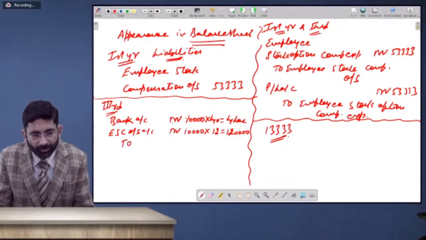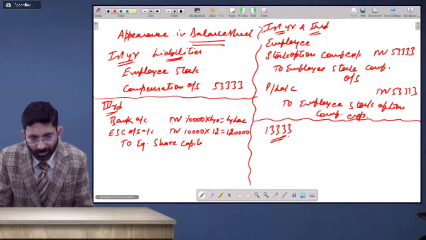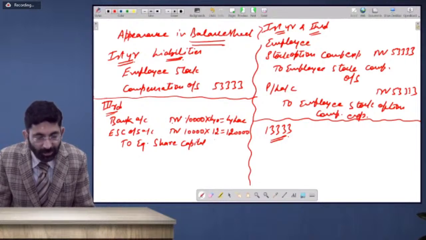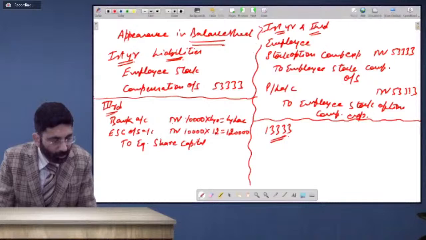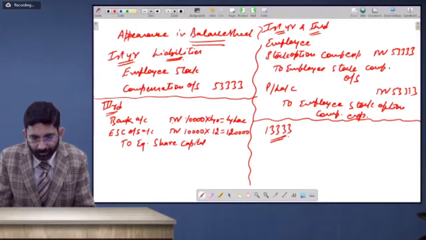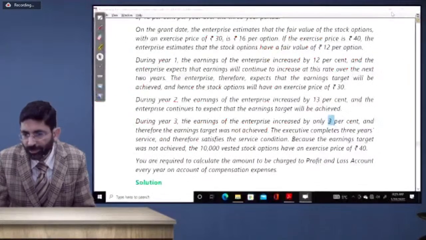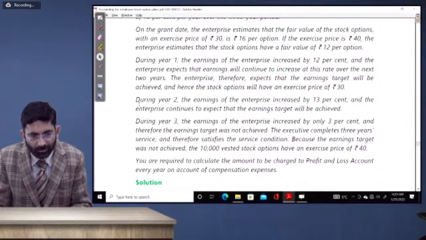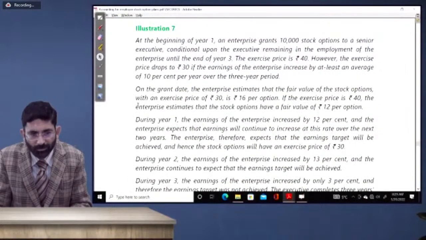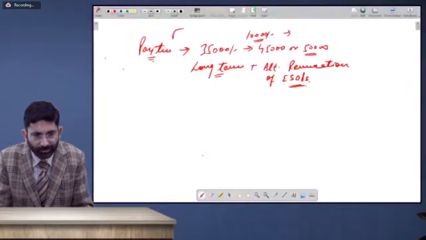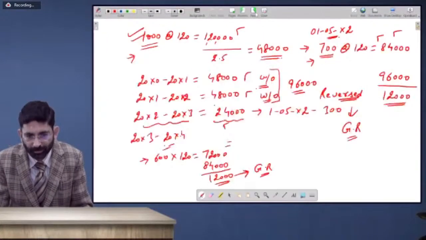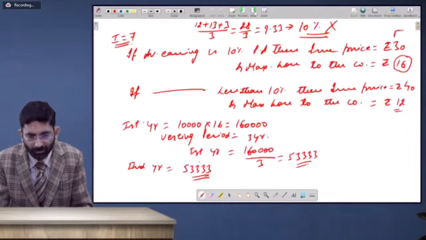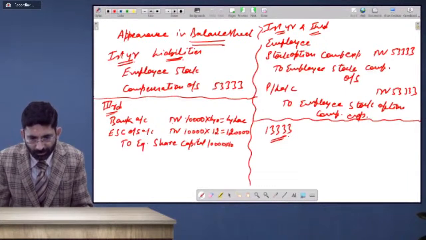To equity share capital with the face value that may be given in the question. If it is not given, we may assume it as 10. So it will be 10,000 into 10. Is that given to you in the question? No, it's not given. So let's assume it as this. So it is 1 lakh.